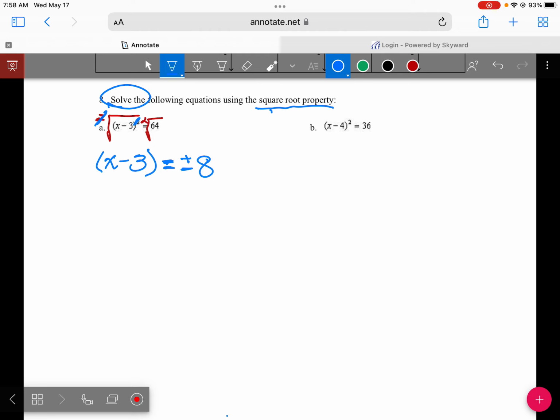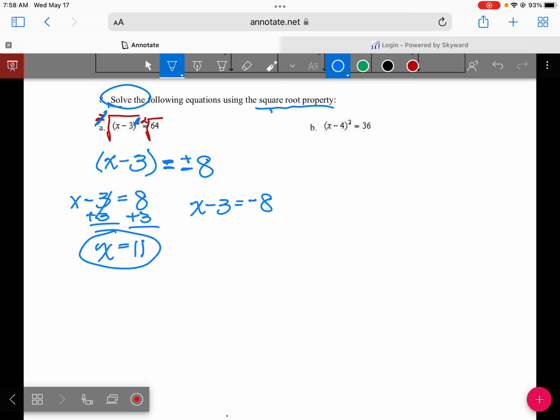So we set x minus 3 equal to both. X minus 3 equals positive 8. X minus 3 equals negative 8. Solve for x. Add 3, get x is equal to 11. That is one of your roots, your zeros, your solutions. Add 3, x is equal to negative 5. That's how you do it. And letter B is very similar. You would do it in a very similar way.